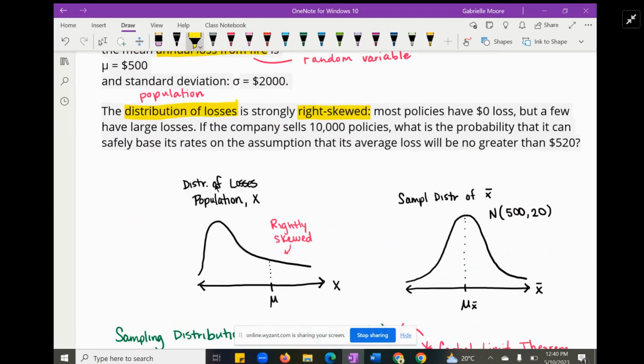So beyond that point, it then gets into information about a sample. It says if the company sells 10,000 policies, well, that's going to be our sample size, which of course we'll get into in a bit when we talk about central limit theorem. And then the question at hand is, what is the probability that the company can safely base its rates on the assumption that the average loss will be no greater than $520? Average loss, right? So we're still talking about the mean. So let's get into the concept of central limit theorem.